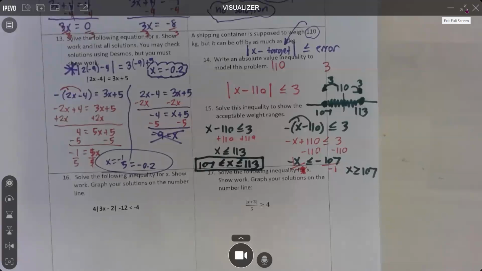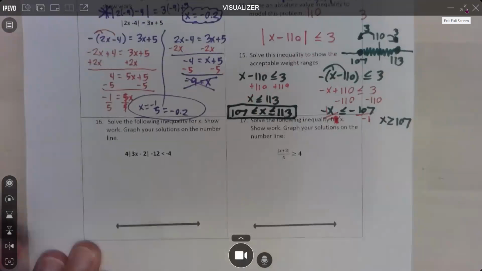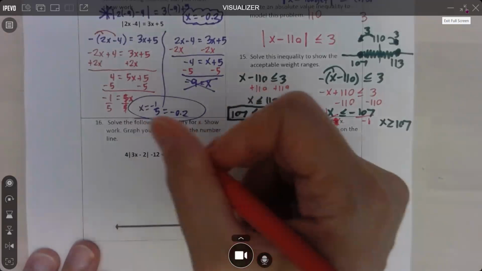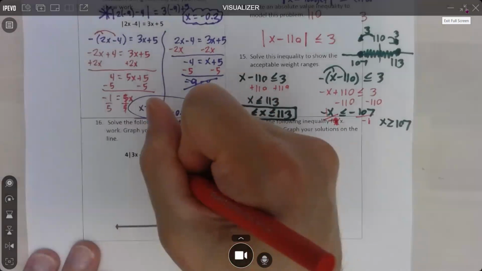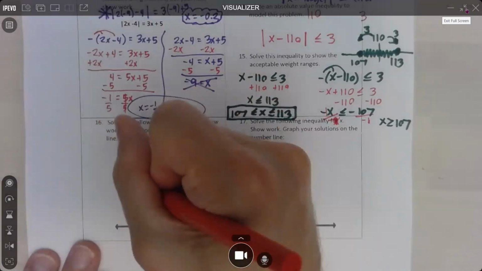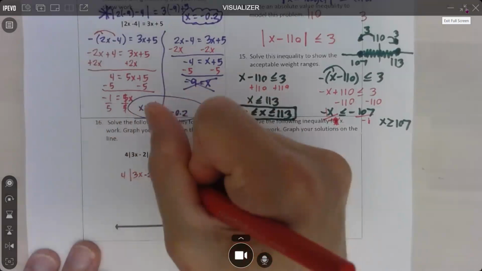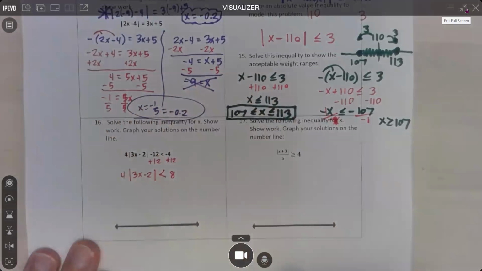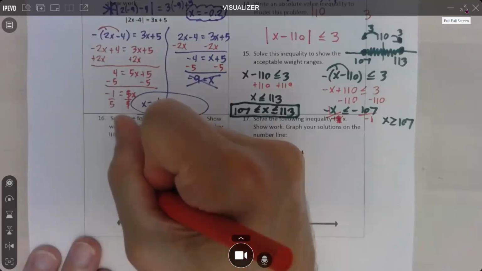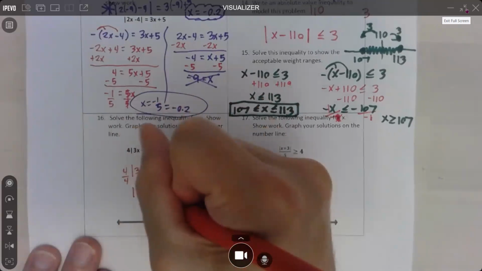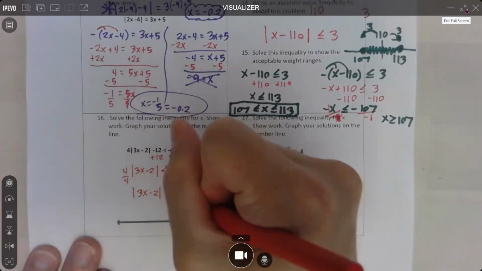Okay. Let's look at number 16. You're going to solve an inequality here, and number 17 also has another inequality. All right, for 16, to solve this inequality, you're going to add the 12 to both sides. So that's going to give you 4 times the absolute value of 3x minus 2 is less than 8. Next, we're going to divide by 4. And that's going to give you the absolute value of 3x minus 2 is less than 2.